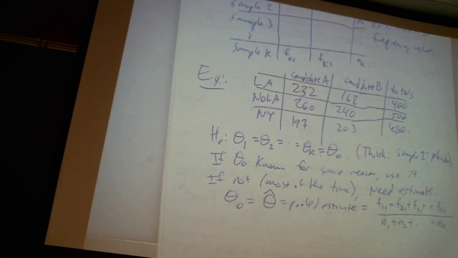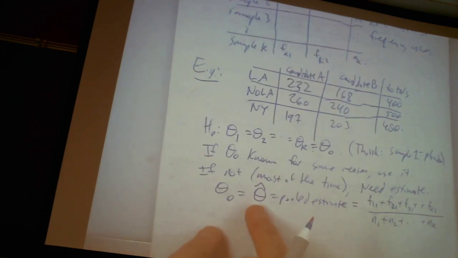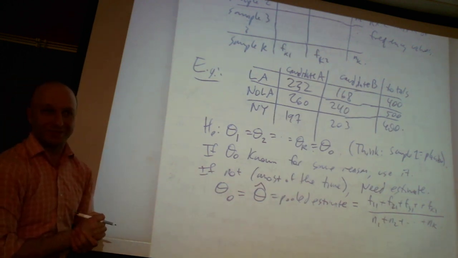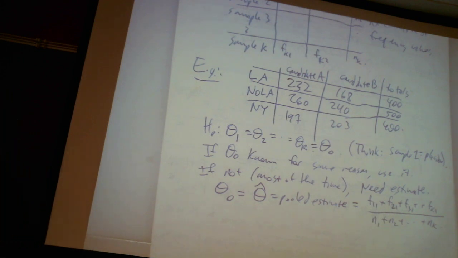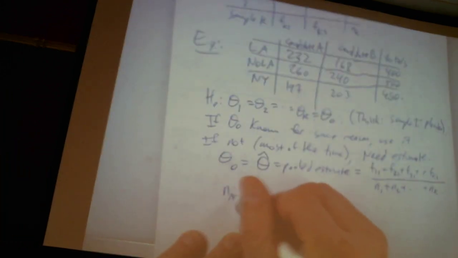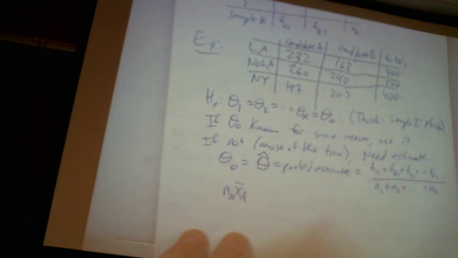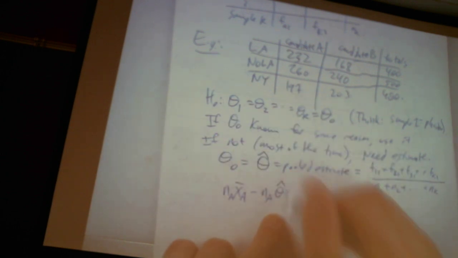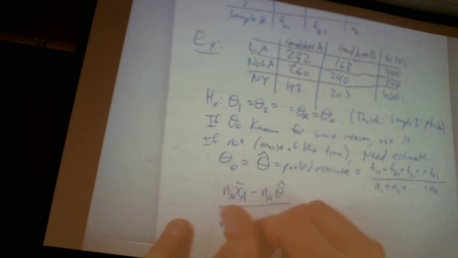Okay, does that make sense? So that will be our theta. And then, what are we going to do with all of these variables? Well, we can certainly treat them all as N_A x bar_A minus N_A theta_A, but we're assuming in the null hypothesis that they're all the same, so let's call it theta hat, divided by the square root of N_A.